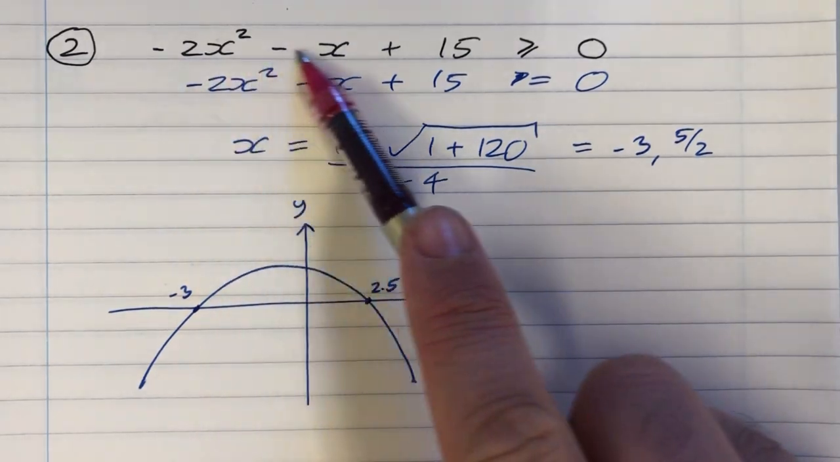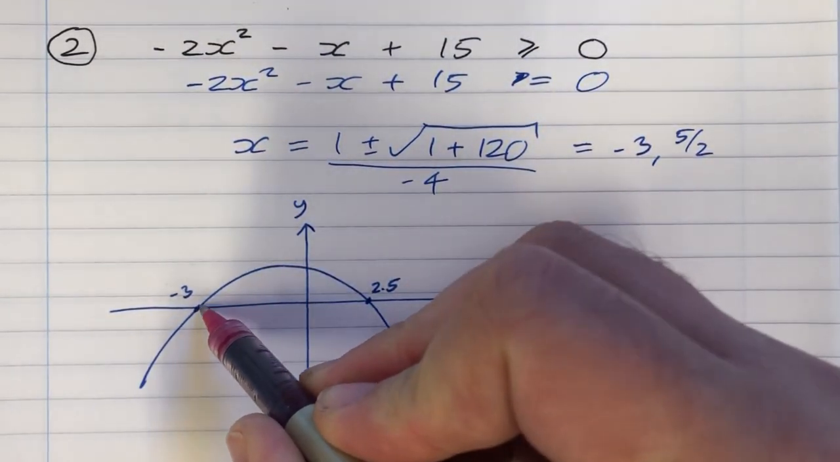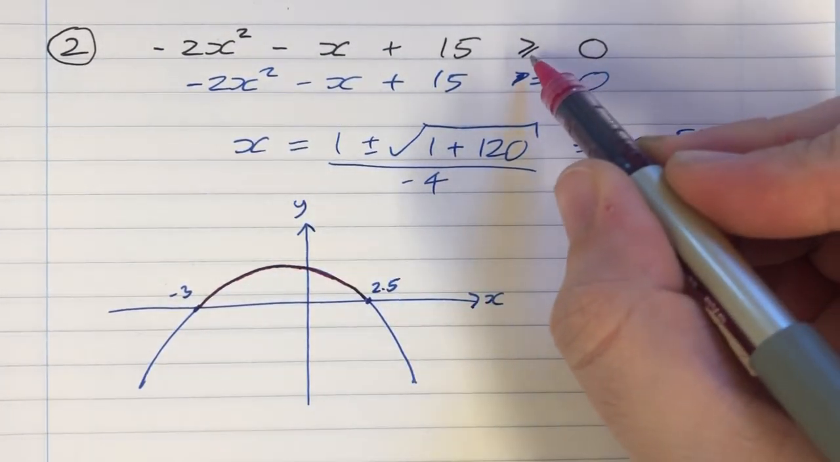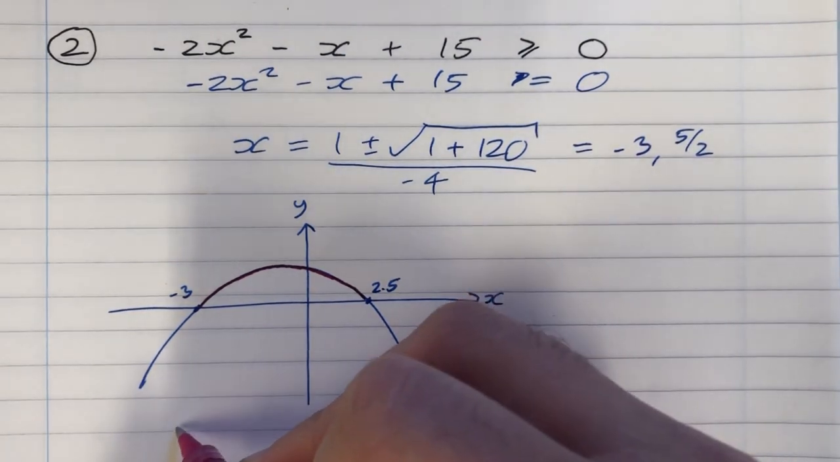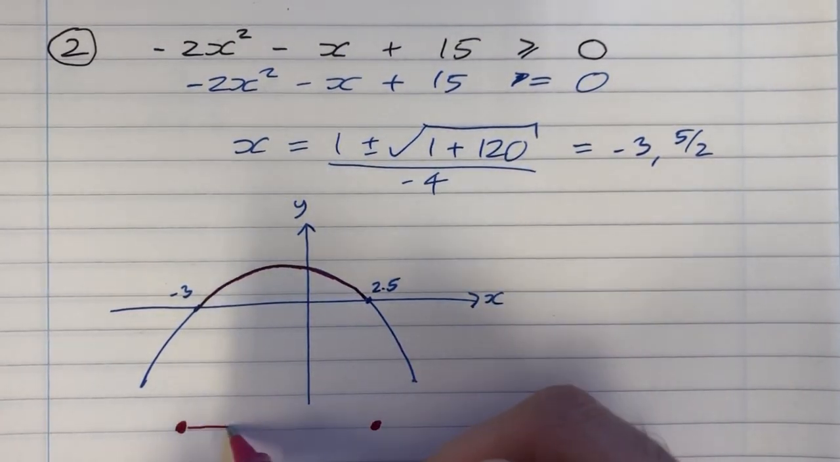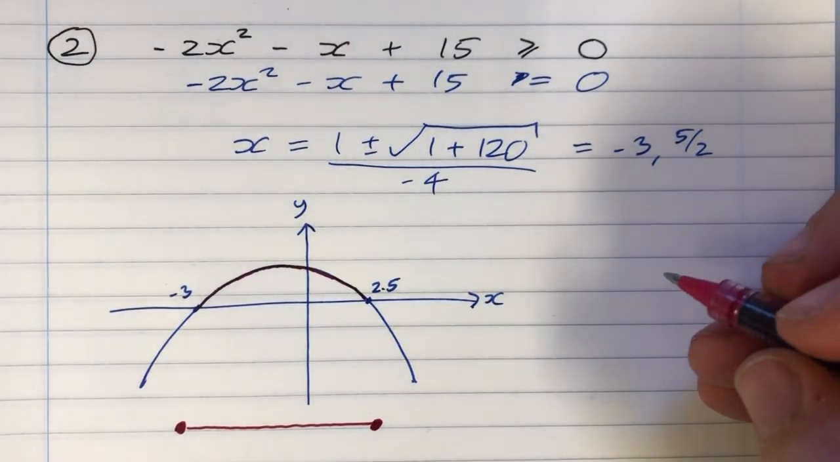We want when the quadratic is greater than or equal to 0, and it's going to be greater than or equal to 0 when the curve is above the x-axis. That's this part of the line. And this time we want to include when it equals 0. So we're going to put solid circles here and here. So it's all the numbers in between those two, including those two.